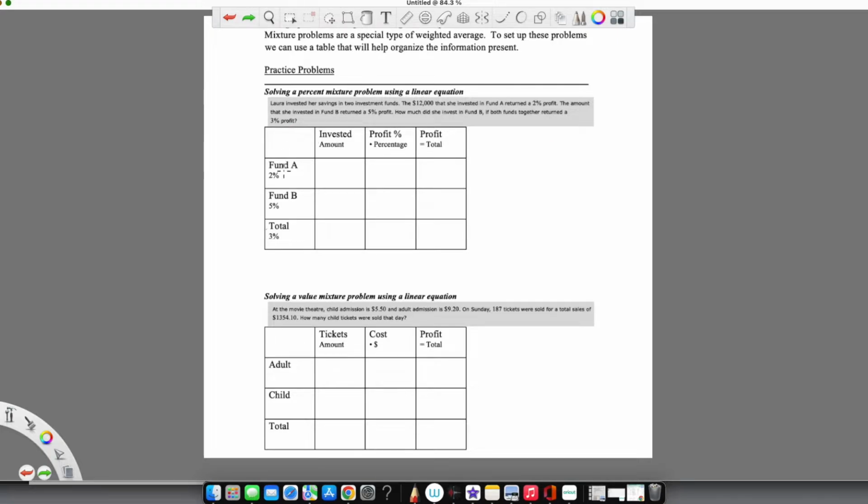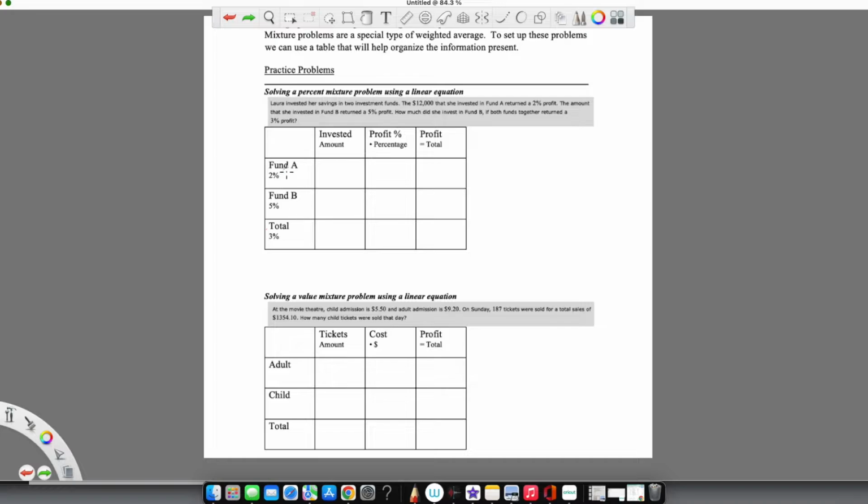So you can see I've already created a table for you on this one. When you do this on your own, you're going to have to create your own table, because no one creates the table for you. Down the side here, you're going to label it based on, it might say mixture, or in this case it gives you a name, Fund A, Fund B, and the next one might be adult and child tickets, things like that. So they might give you a name, but it doesn't really matter what you name it as long as you know which one it is referencing.